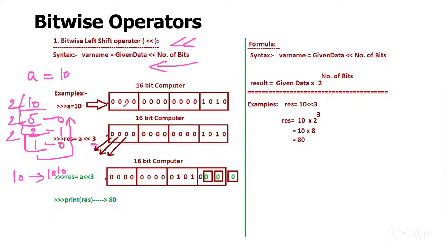So you have 4 different blocks. In the last block, 1 0 1 0 gets stored. So this 1 0 1 0 is nothing but 10, guys. In the decimal system, it is 10. In binary format, 10 is represented as 1 0 1 0.